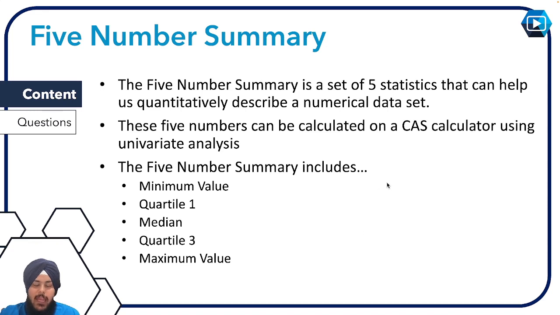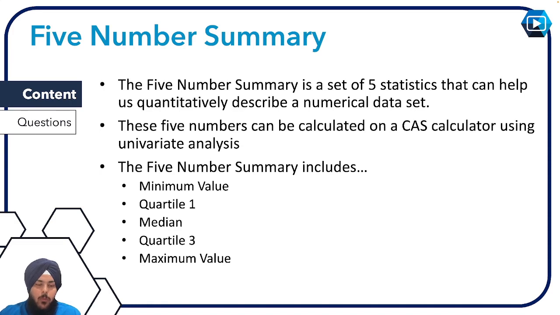So always when you get a random sample of numerical data, so it only works for numerical data, when you get a list of data including numerical values, you're going to put this into the univariate data analysis function on your CAS and it will give you the 5-number summary. So the 5-number summary includes the minimum value, the Q1 or the quartile 1 value, the median, the quartile 3 value, and the maximum value.